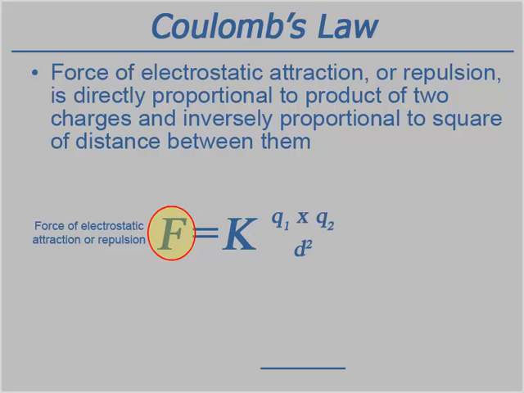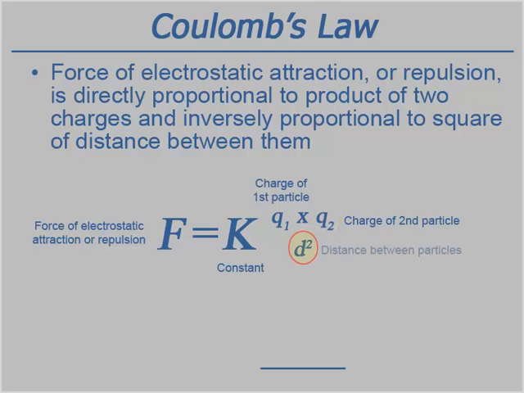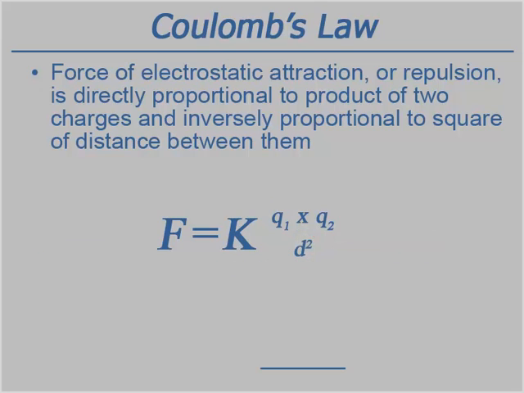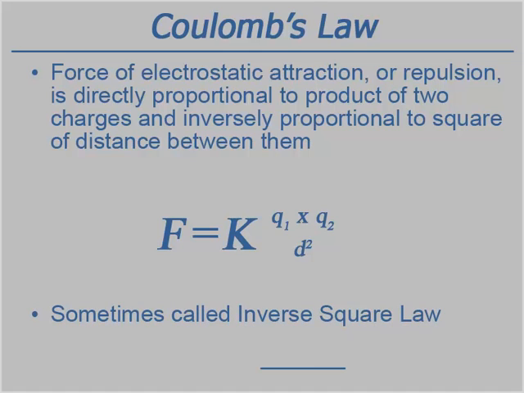electrostatic attraction or repulsion in newtons, K is a constant, Q1 equals the charge of the first particle in coulombs, Q2 equals the charge of the second particle in coulombs, and D equals the distance between the two particles in meters. If Q1 and Q2 are both either positively or negatively charged, the force is repulsive. If Q1 and Q2 are opposite polarity or charge, the force is attractive. Coulomb's law is sometimes called the inverse square law.